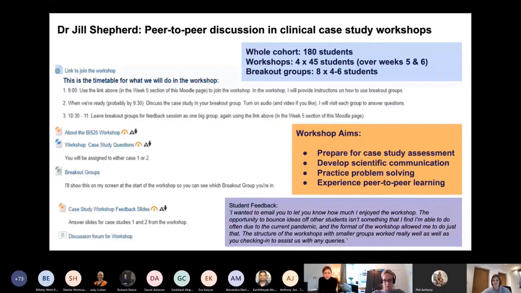There's a bit of student feedback just at the bottom, and once in a while we get these beautiful comments from students, and I certainly find that it really does make it all worthwhile. She said exactly what I was hoping. She got the opportunity to bounce ideas off the other students, which she's finding difficult to do during the pandemic, and really enjoyed the format of the workshops. So I would recommend this to anybody with a big group. It's not too onerous to do it 4 times if you have the time, and I'd be happy to take any questions at the end.